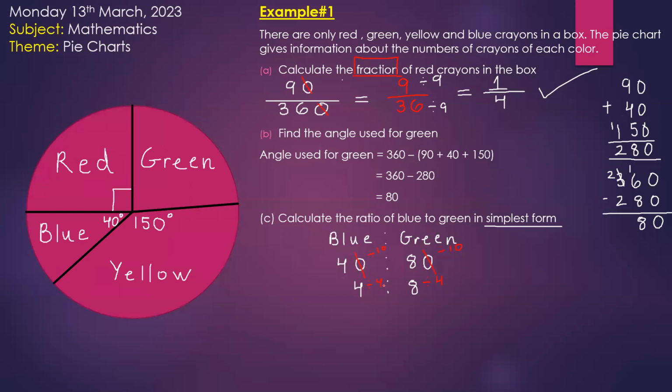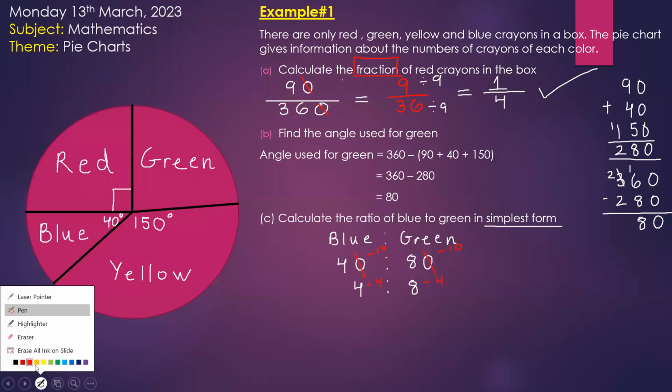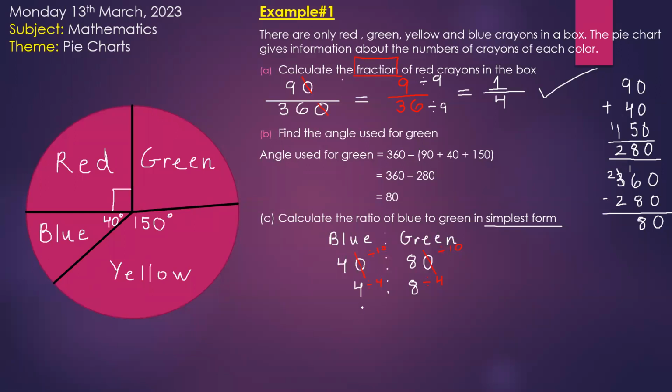4 to 8. 4 divided by 4 is what? 1. 1 over 2. And 1 to 2. Very good. And then 8 divided by 4 is 2. Okay. So the ratio is what? 1 to 2 in simplest form.